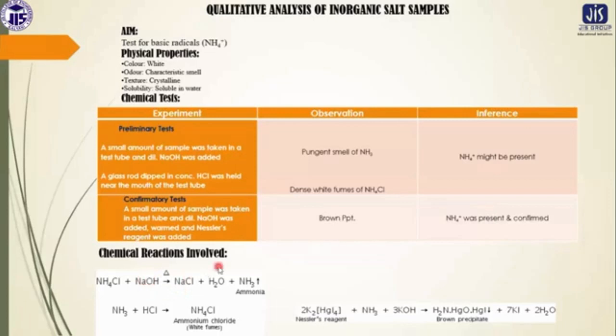Okay, then after that you can write down some chemical reactions also, like first of all ammonium chloride plus NaOH gives NaCl, and ammonia is evolving, that's why a pungent smell is coming. And for the next part, after dipping that rod in concentrated HCl, ammonium chloride will be formed. That is the dense white fume. And if we add Nessler reagent in that particular solution, brown precipitation is coming. Okay, so this was the reaction for that particular salt testing of ammonia.